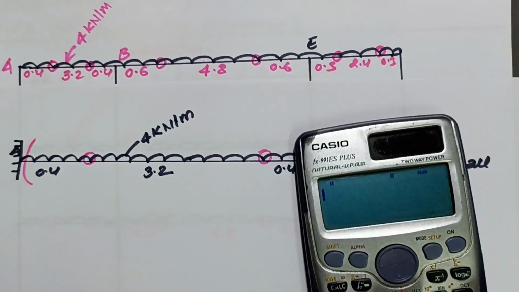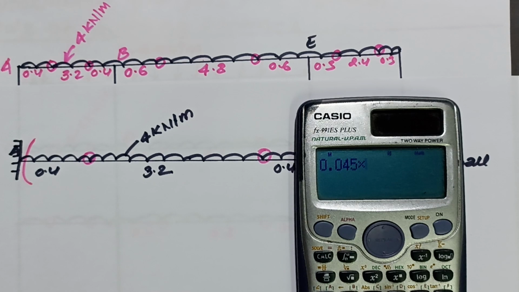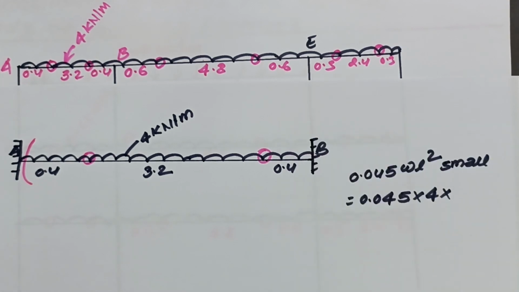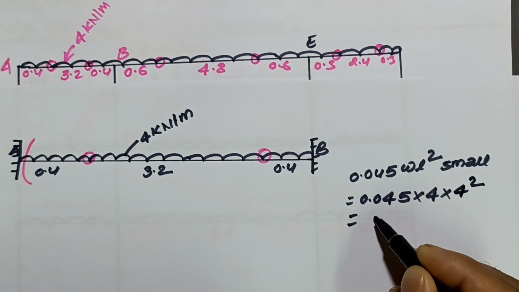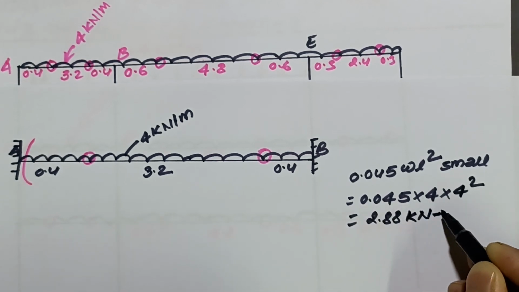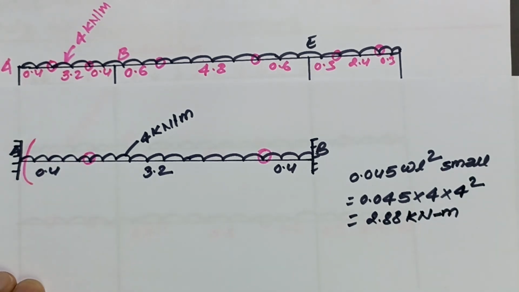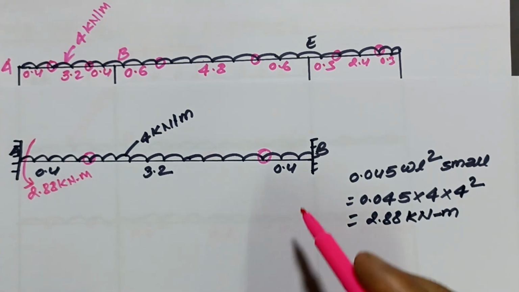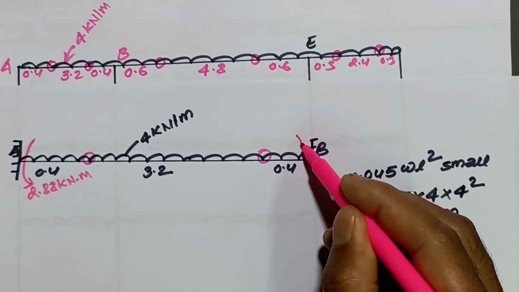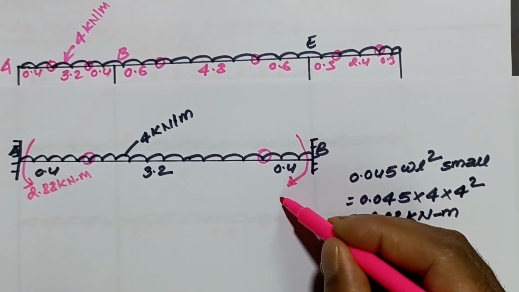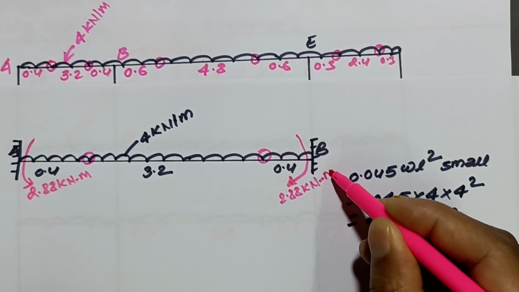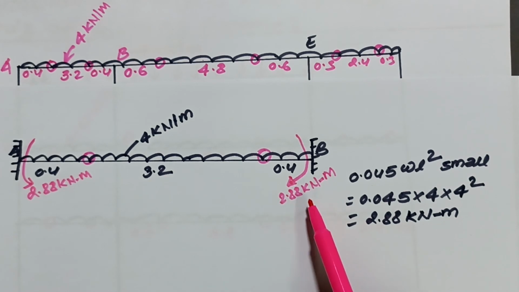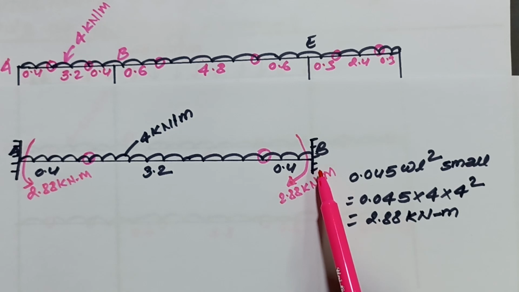Here we calculate 0.045 into W. Intensity of load is 4, into total span, not 0.4 meter. Okay, the whole total span, that means 4 square. How much is the value? 2.88 kilonewton meter. The value of the bending moment will be 2.88 kilonewton meter. In a similar way we will calculate the bending moment at B. This will also be 2.88 kilonewton meter. We calculated the bending moment value of this A point and B point, 2.88 kilonewton meter.